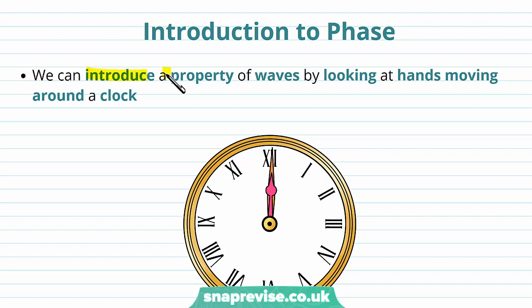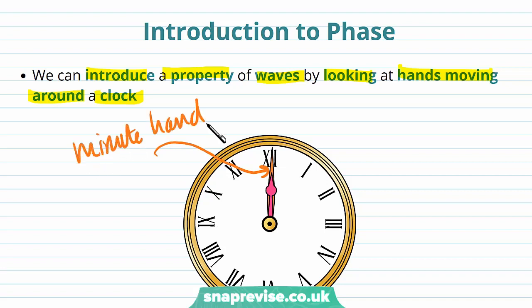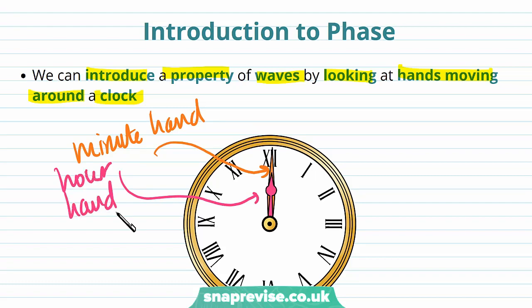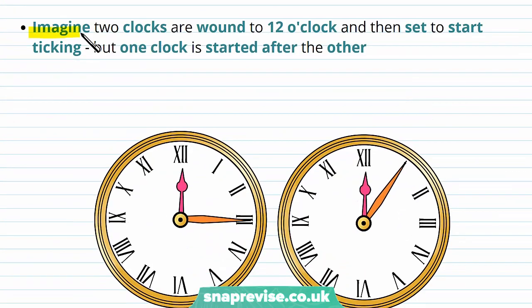We can introduce a property of waves by looking at hands moving around a clock. So for example, we're going to consider the minute hand, which is this orange hand here, and we're also going to consider the hour hand, which is the pink hand here. And by considering how they go around the clock, we'll be able to understand this property of waves, which is called phase.